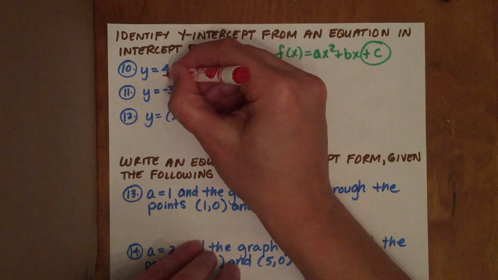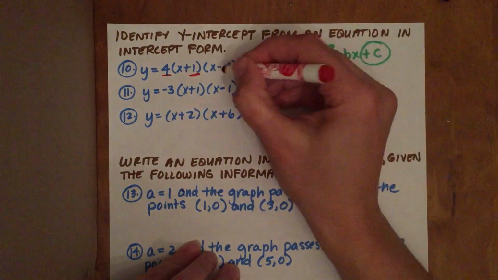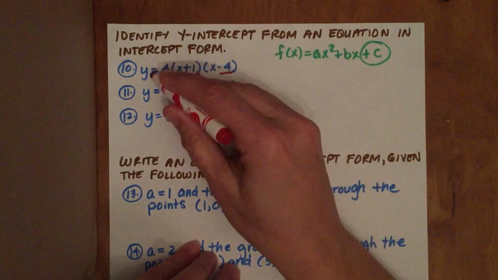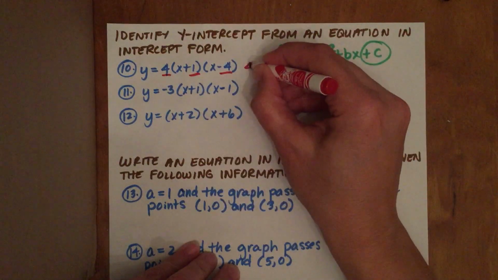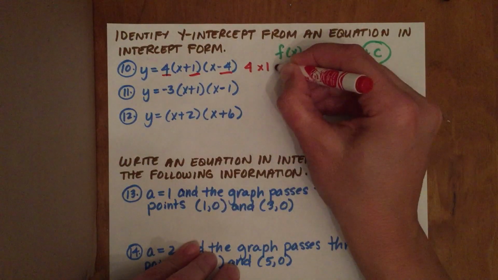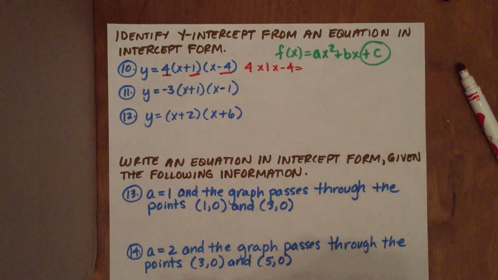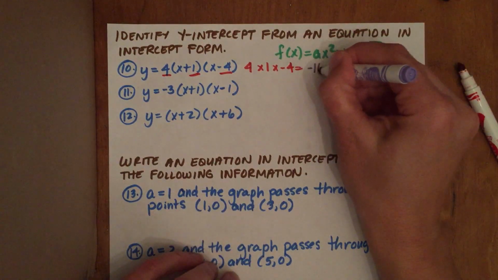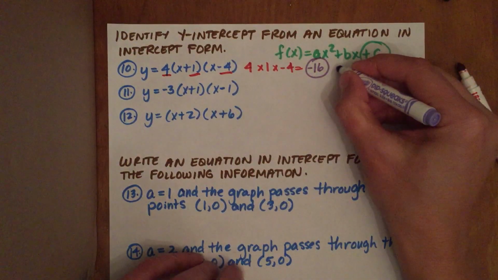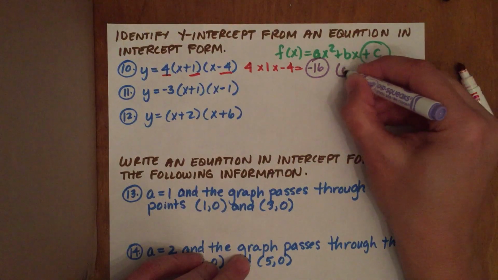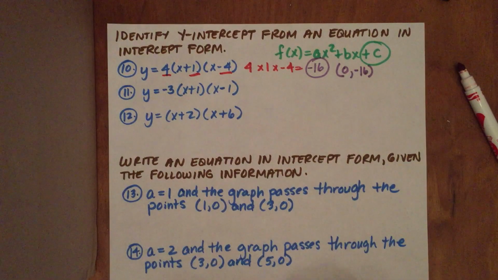You're going to take the product of your a value times this constant times this constant, because that is going to be your final term when you distribute these all out. So here I've got 4 times 1 times negative 4, which would come out to negative 16. So negative 16 is my y-intercept for this particular example. And the way you would write that coordinates is x-coordinate 0, y-coordinate negative 16.